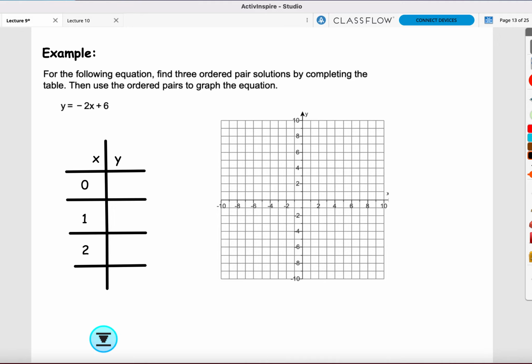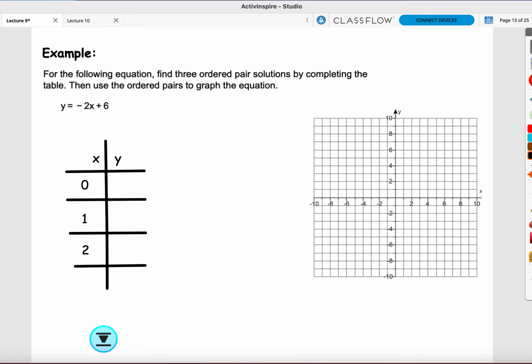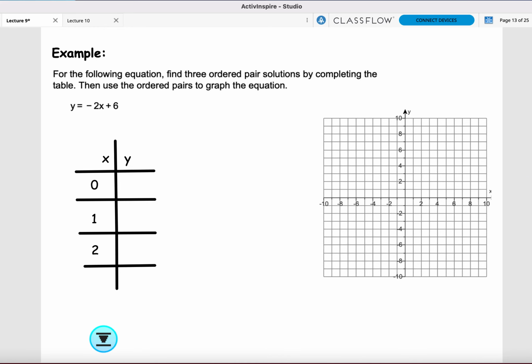So here for the following, find 3 ordered pairs by completing the table, then you graph the equation. So the cool thing, we're just plugging these in for X values. So we're just going to get the Y's for all of them. So let's go ahead and get that figured out. So we're going to get X is 0 first. So it'll be Y equals negative 2 parentheses 0 plus 6, right? Because X is 0. So negative 2 times 0 is 0 plus 6. So Y equals 6. That's that first one.